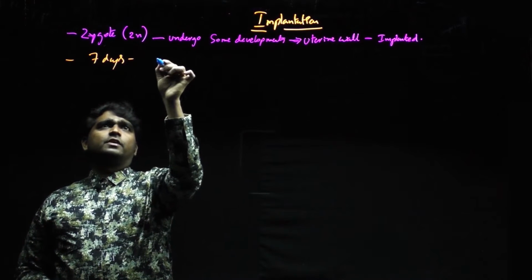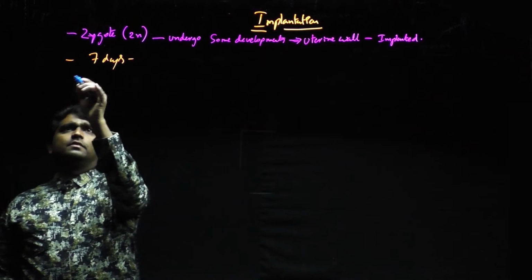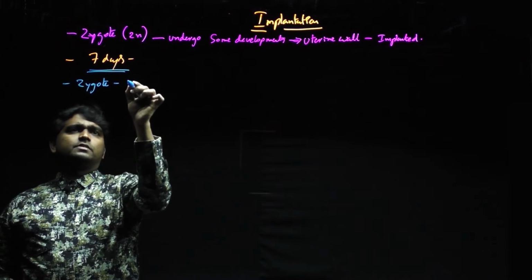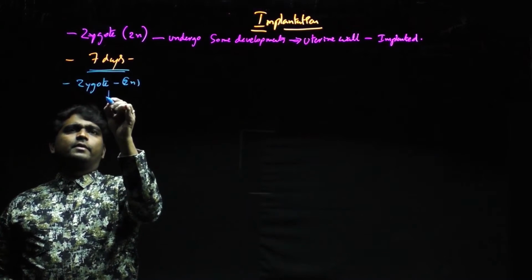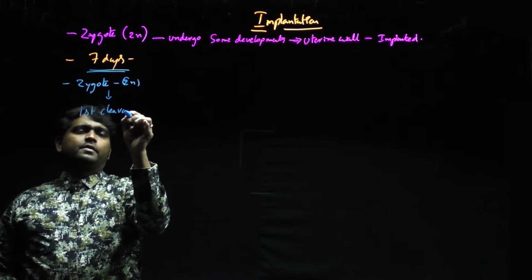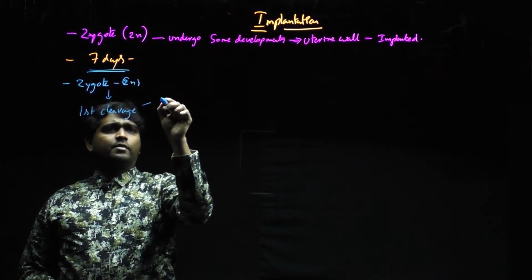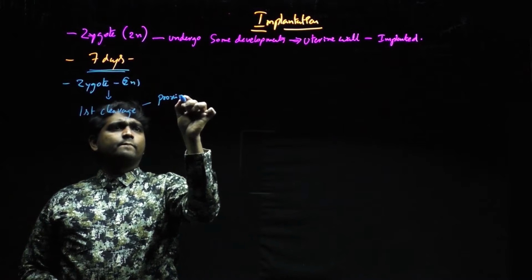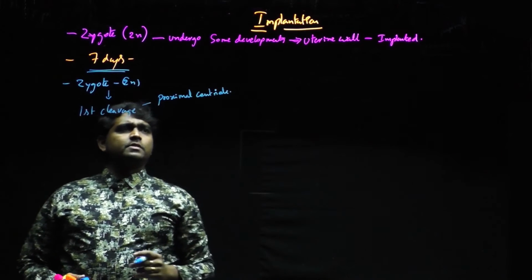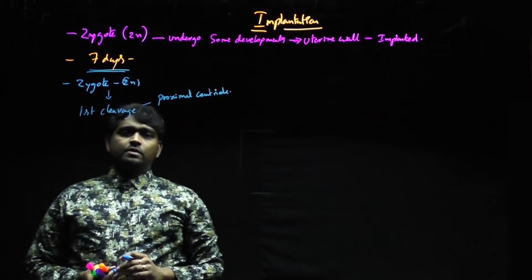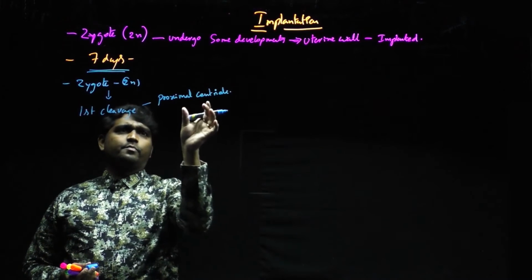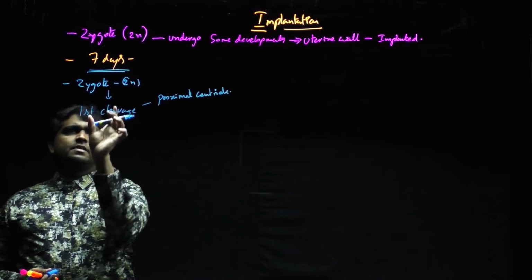The first step is the zygote, which we know is a diploid cell. Now it will divide, so the first cleavage will happen. This first cleavage is by the help of the proximal centriole, which is present in the neck part of the sperm. Along with the nucleus, the proximal centriole also enters the egg and forms a zygote. Now this proximal centriole initiates the cleavage of the zygote.